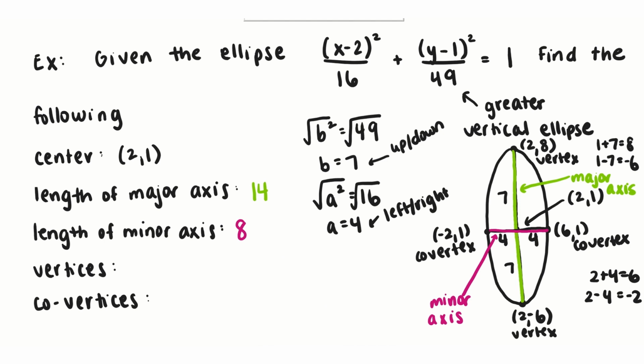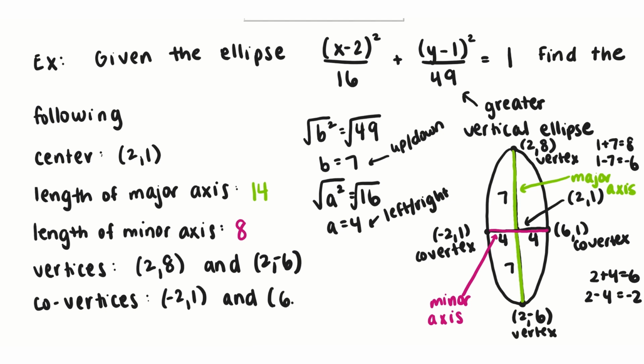And then I can just fill in the rest. So our vertices would be (2, 8) and (2, -6). And my co-vertices would be (-2, 1) and (6, 1). And that is how we can find the length of the major axis and minor axis, and how we can find the vertices and co-vertices as well.